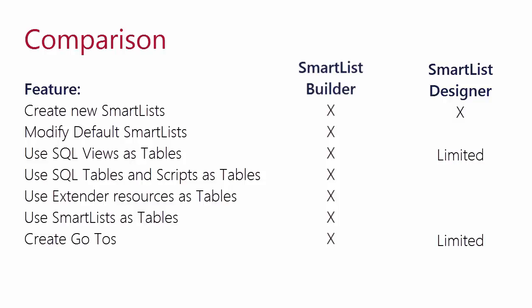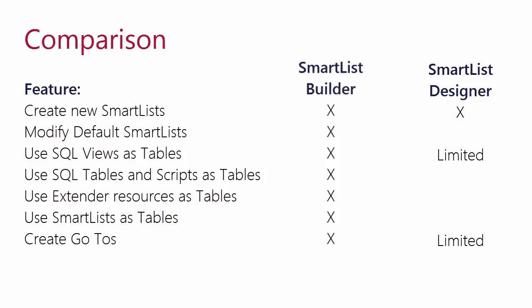You can use SQL views as tables in both options, but with SmartList Designer it has to come from your company database. SmartList Builder gives the additional functionality to add SQL tables and scripts as your table type, as well as use extended resources and smart lists as those table types.